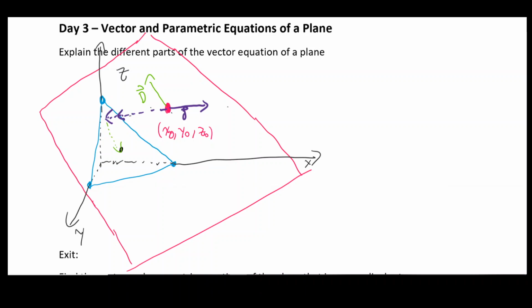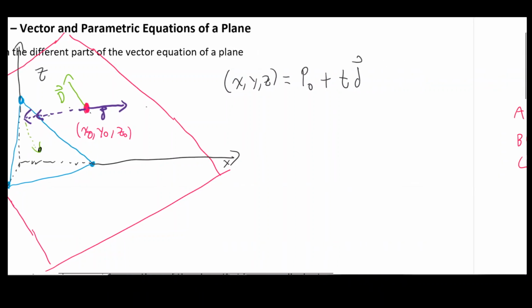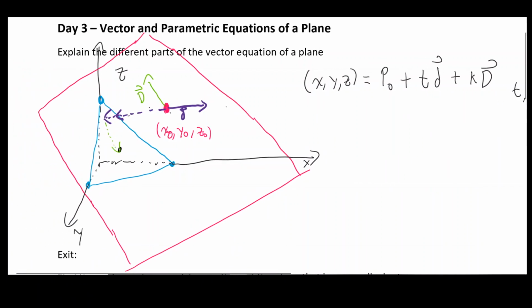So what we're getting at is any point on the plane, x, y, z, is going to be starting at some starting point. We're going to stretch our first direction vector by something, and stretch our second direction vector by something. And so t and k have to be real numbers. So we need 2 different variables here, because the amount that I stretch the purple vector is different than the amount I stretch the green vector in my picture.